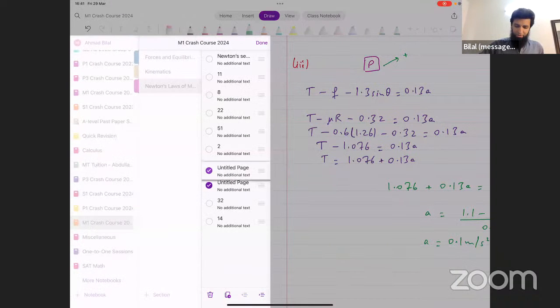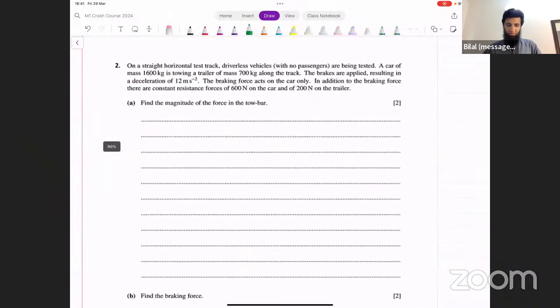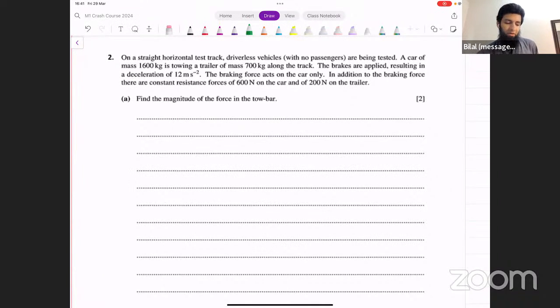Okay, so these two questions. All right, so let's have a look at this one. It says on a straight horizontal test track, driverless vehicles with no passengers are being tested. A car of mass 1600 kg is towing a trailer of mass 700 kg along the track. The brakes are applied, resulting in a deceleration of 12 meters per second square. The braking force acts on the car only. In addition to the braking force, there are constant resistance forces of 600 Newton on the car and 200 Newton on the trailer. Find the magnitude of the force on the tow bar.